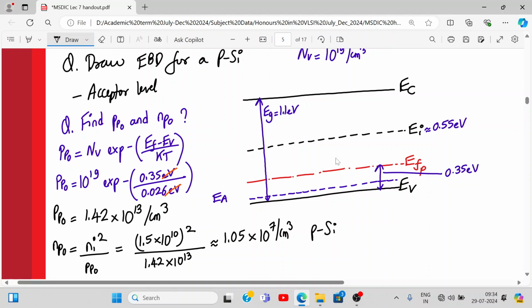One thing, if you notice over here, if the majority carrier concentration is quite small, the minority carrier concentration is quite high. When the majority carrier concentration is very high, in the range of 10 raised to 17 or 18, the minority carrier concentration is quite less. Are you understanding? So these are your majority and minority carrier concentrations for p-type silicon, and this is how we draw the energy band diagram. Understood this?